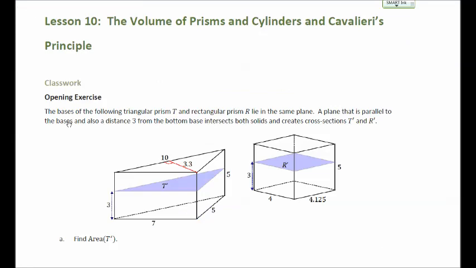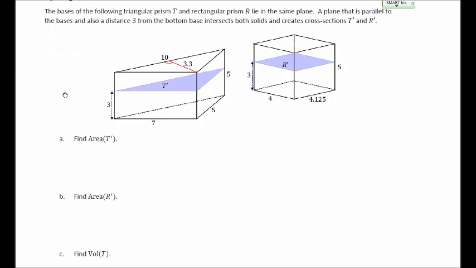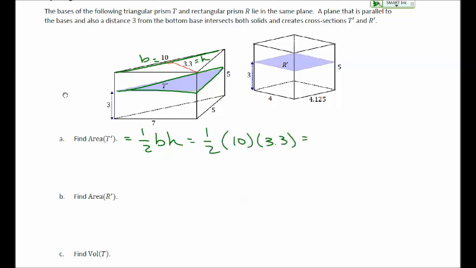Let's get started. Lesson 10 starts off with a problem where we're calculating the volumes of two prisms, a triangular prism and a rectangular prism. And we're first asked to find the area of T prime. Well, T prime is right here. It's a triangle, and we know that the area of a triangle is 1/2 base times height. The base is down here, which is 10, and the height is 3.3. And so the area of T prime is 16.5, units squared.